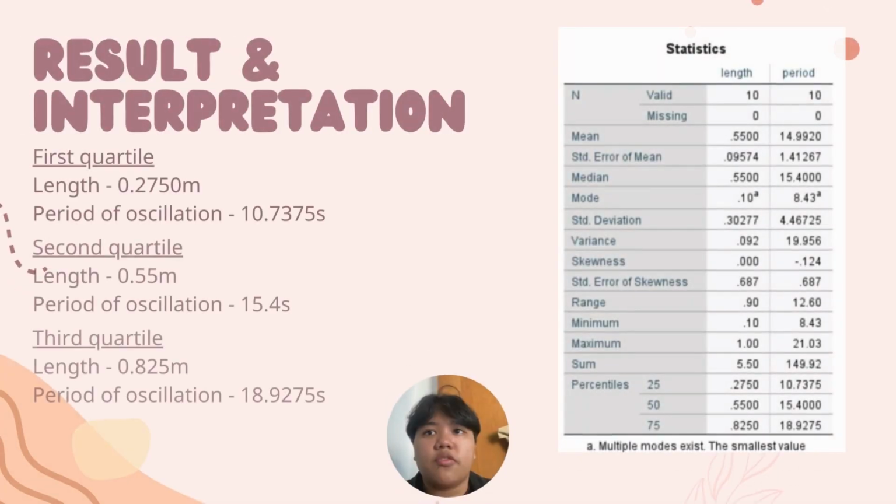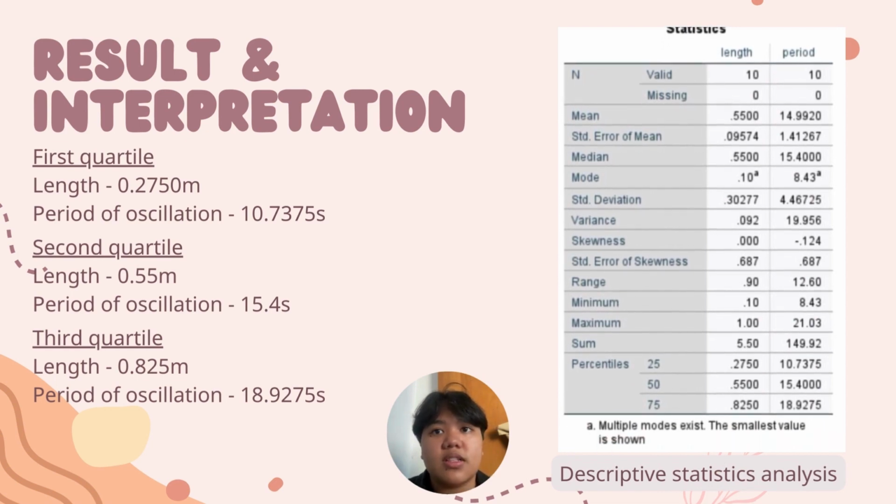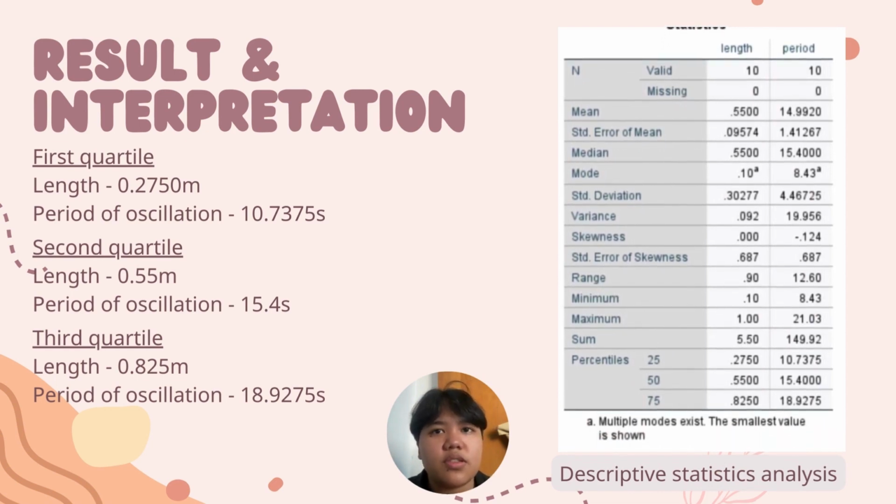Next is measure of position. From the statistic table, it shows the percentile as the measure of position, not quartile, but it gives the same meaning, so we can take the data as it is. The first quartile is the 25th percentile, meaning that 25% of the data is below the first quartile. It has a value of 0.275 meter for length and 10.7375 seconds for period of oscillation.